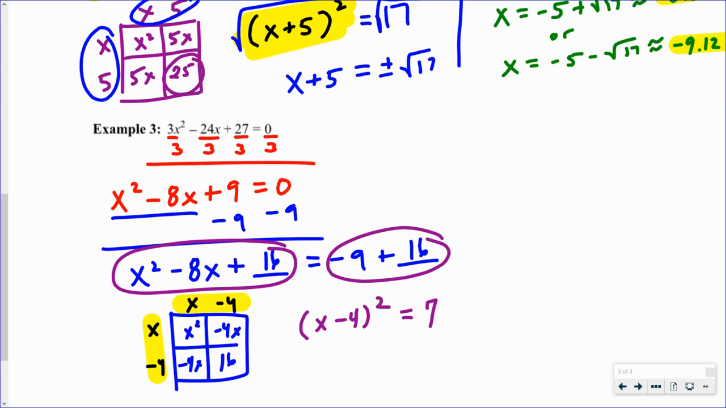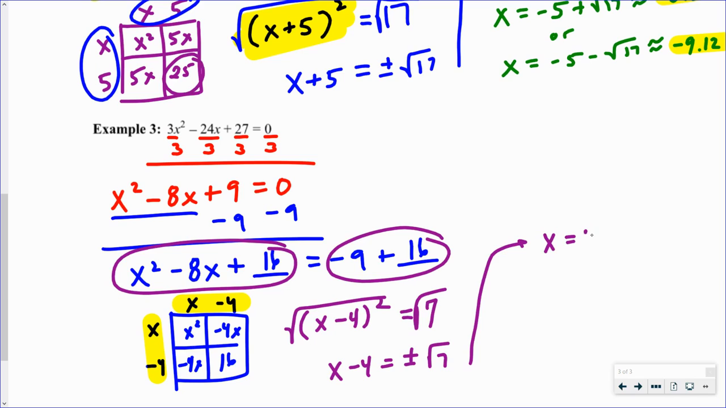So again, square root both sides. x minus 4 equals plus or minus the square root of 7. We're going to add 4 to both sides. We're going to get x equals 4 plus or minus the square root of 7. Not 17, just 7.